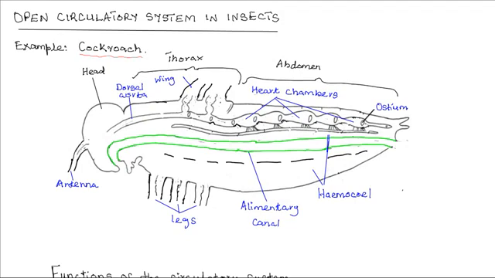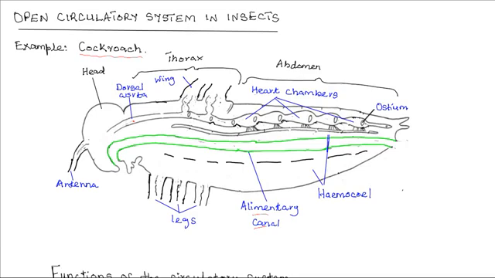Now, in the cockroach, the heart is tubular and is located just above the alimentary canal. So this is a tubular heart, and in fact the only blood vessel that is present in the insect circulatory system is this dorsal aorta at the anterior end.